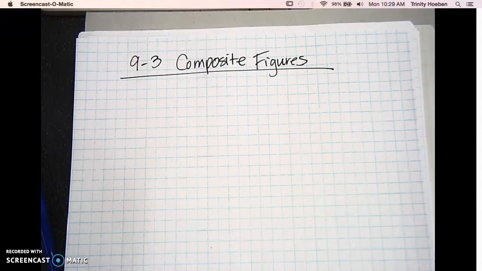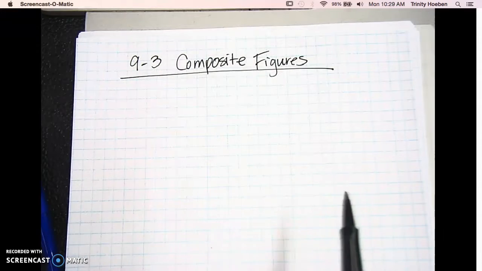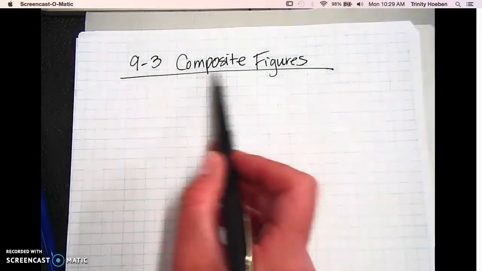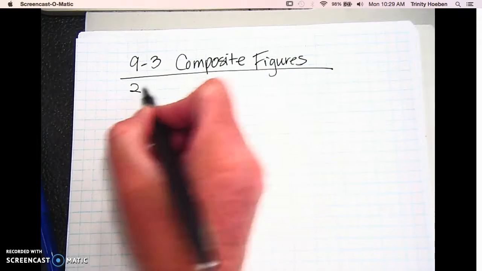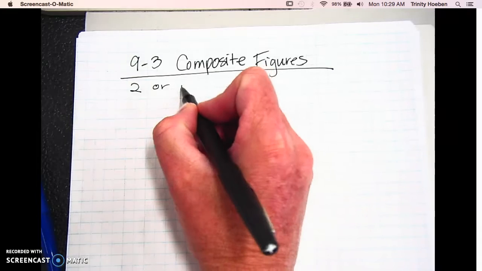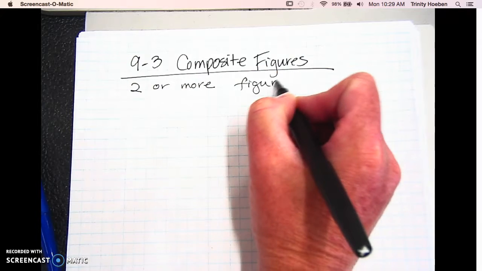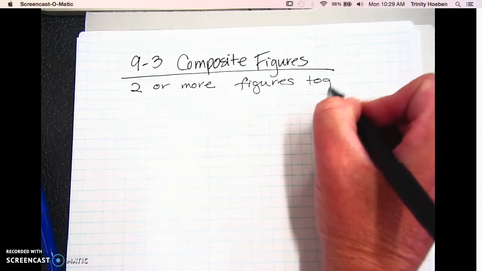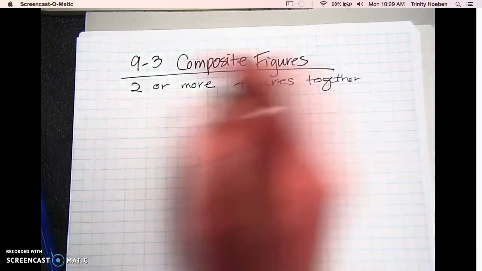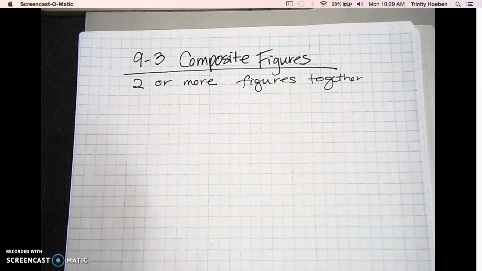Today we're going to look at section 9-3 called Composite Figures. So composite just means you're going to have two or more figures together. And if you have two or more figures together, you're basically just going to find the area of each using your formula sheet, and then you're going to add them once you're done.